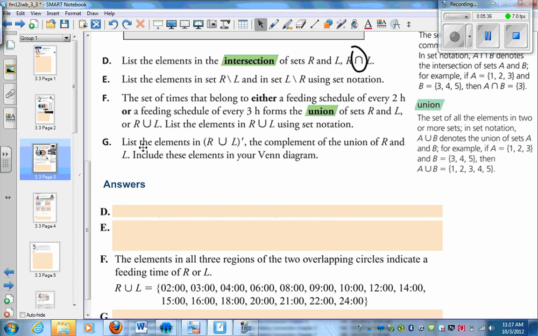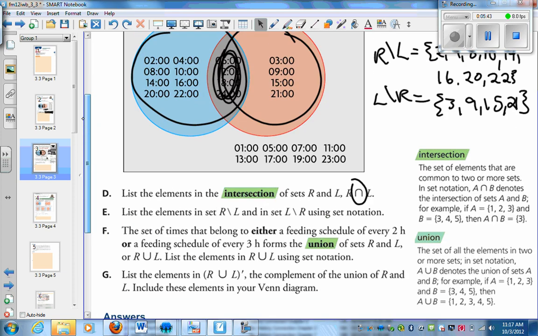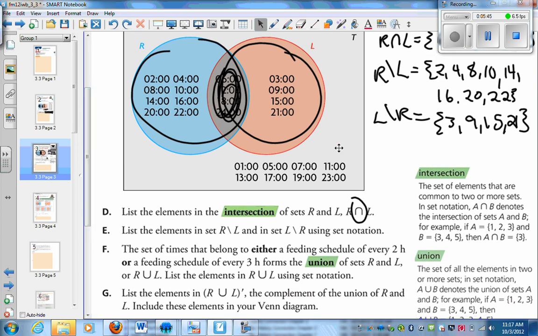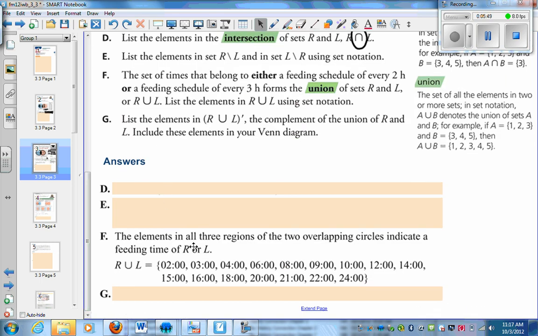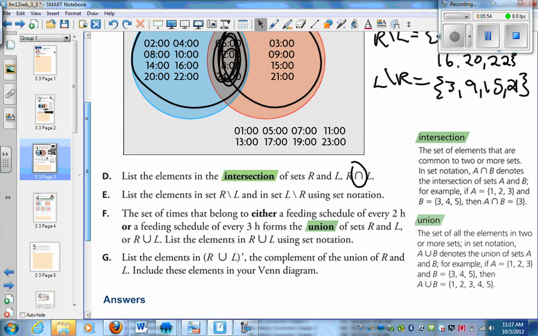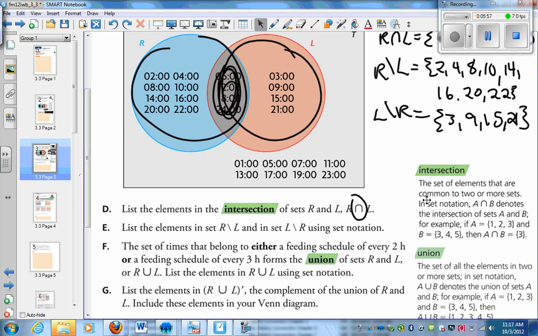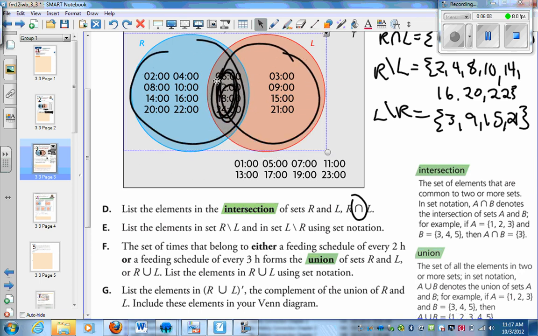Okay. Next it says list the elements of the complement. So complement says everything that's not in R union L, and that would be all of these guys here. Okay, and that's what they've done in this question, they have written the complement. So just remember what complement, union, and intersection are. Union means in both, including the intersection. Intersection is only the middle part.